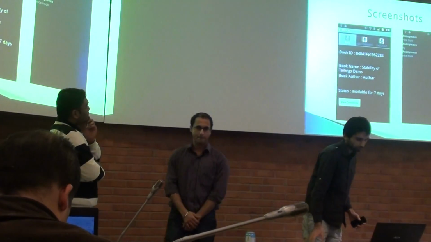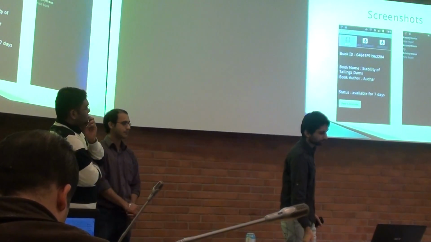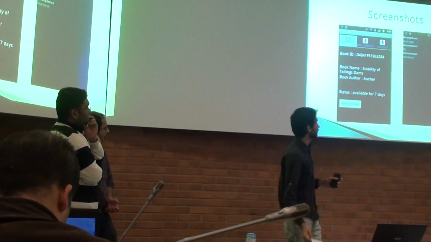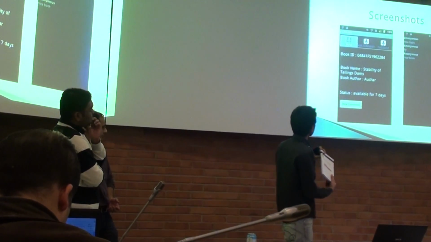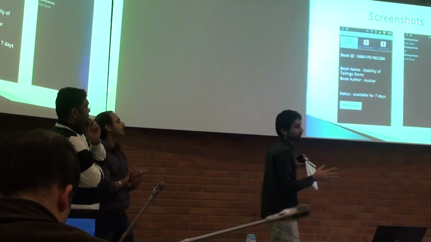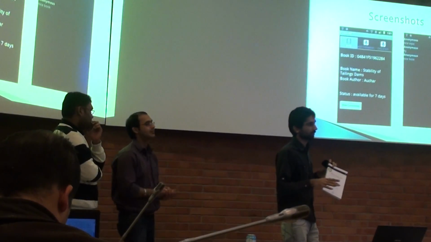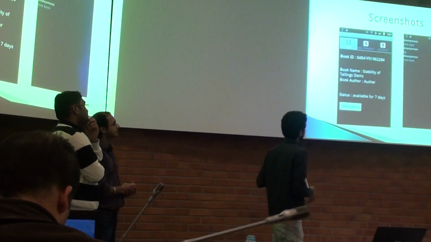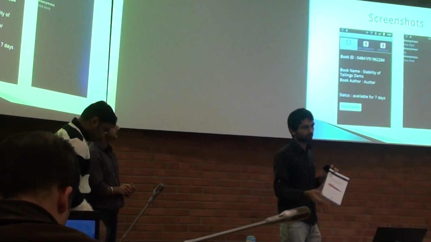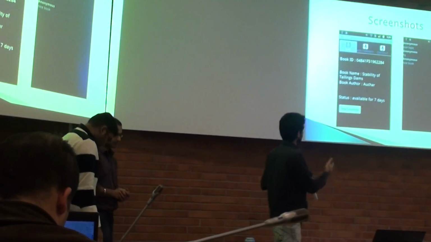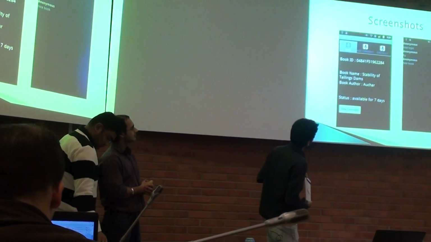And this is a screenshot of our project. If we touch the mobile to the book, then we show the first screen. It tells the book ID, and then it tells the book name, which we have recorded in our database system, and then the author name and status of the book, and how many days you can keep this book. You can see the comments from here.